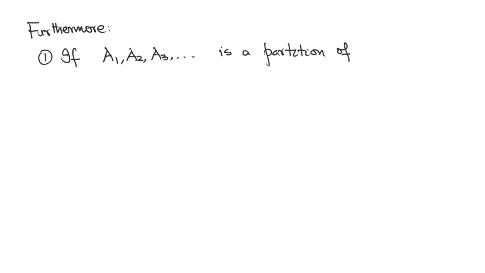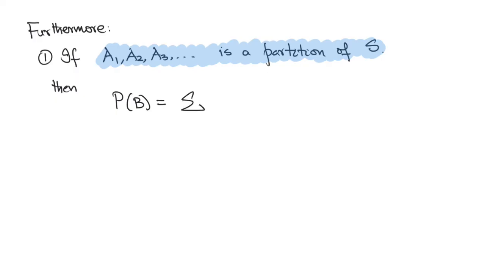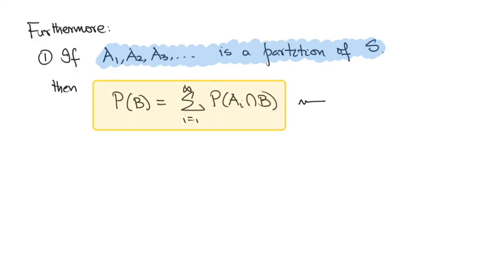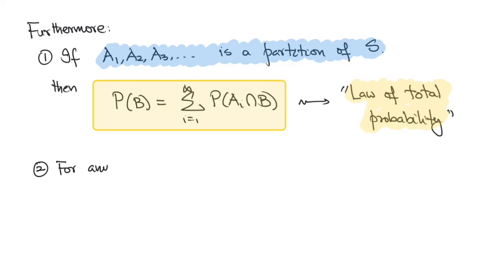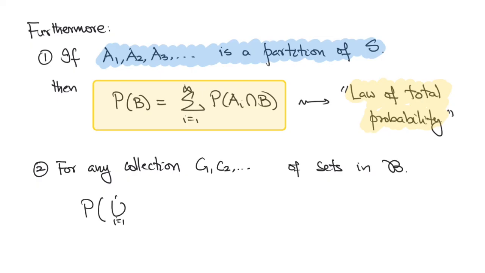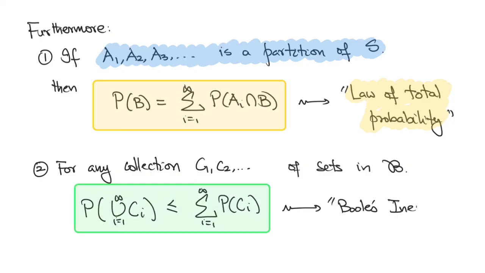Finally, we state two important properties. That is, if we have a partition A_i for the sample space S, then for any B inside the sigma algebra, the probability of B is going to equal the sum of the probabilities of A_i intersect B. This is sometimes called the law of total probability. Also, if we have a collection C1, C2, C3 up to infinity of sets inside the sigma algebra B, the probability of the infinite union is always going to be less than or equal to the sum of all the probabilities of the events C_i. This inequality is sometimes called Boole's inequality.